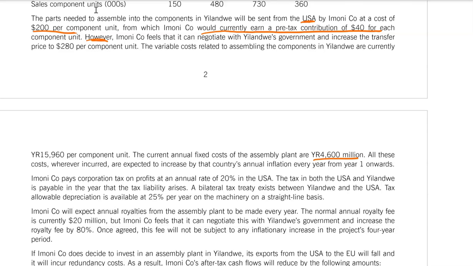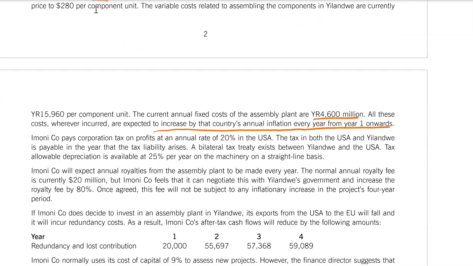All these costs, wherever incurred, are expected to increase by that country's annual inflation rate every year from year 1 onwards. The company pays corporate tax on profit at an annual rate of 20% in the USA. So tax is lower in the USA, so there is no adjustment of additional tax. Tax in both the US and Yilandwe is payable in the year the tax liability arises. A bilateral tax treaty exists. Tax allowable depreciation is 25% on a straight line basis only.